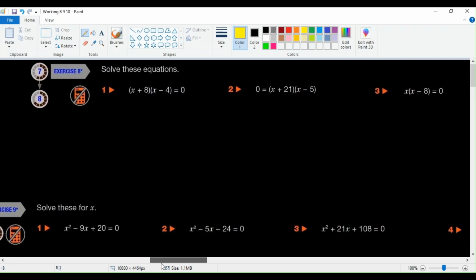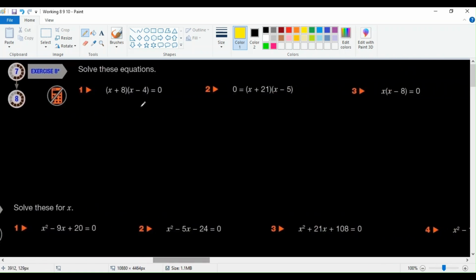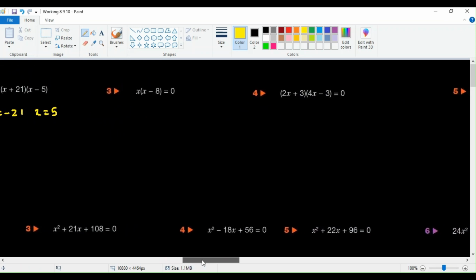Moving on to exercise 8 star. Here, the same thing is going to happen. x equals minus 8 and x equals plus 4. Simply if you write this, you will get the answer and this is going to be an accepted answer. Here, x equals negative 21 and x equals positive 5. If you write this, you will get full marks for this type of question in case you have this in the examination or the test.